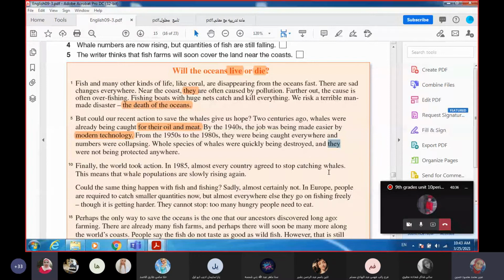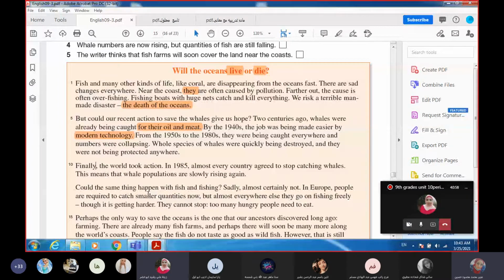Please continue. Finally, in the end. What do you mean by finally in the end? The world took action. In 1985, almost every country agreed to stop catching whales. This means that whale populations are slowly rising again. Okay, now continue the paragraph.